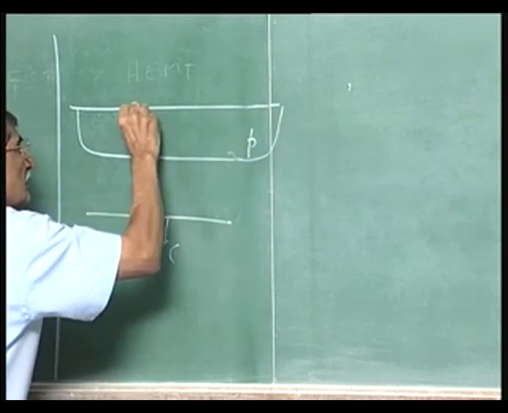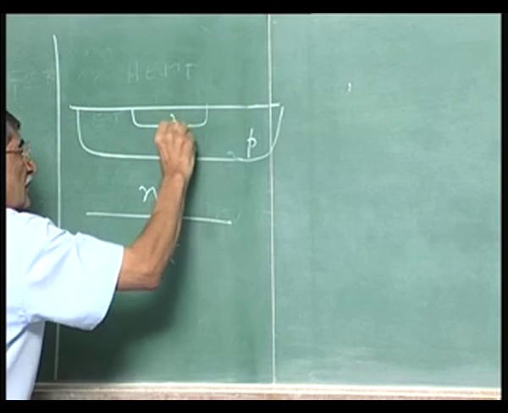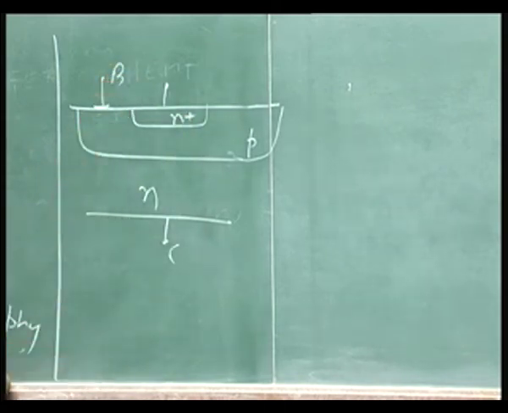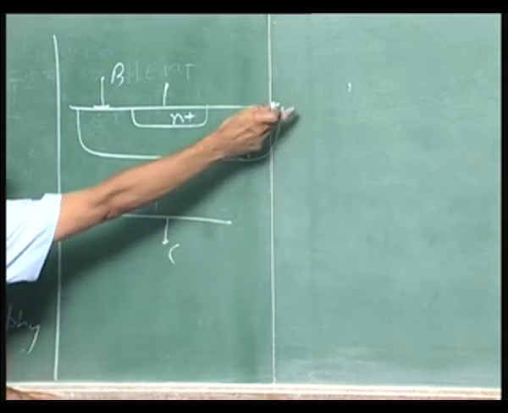P region, N plus, emitter is. In the integrated circuit, you put an N plus layer here, you take the contact on the top.